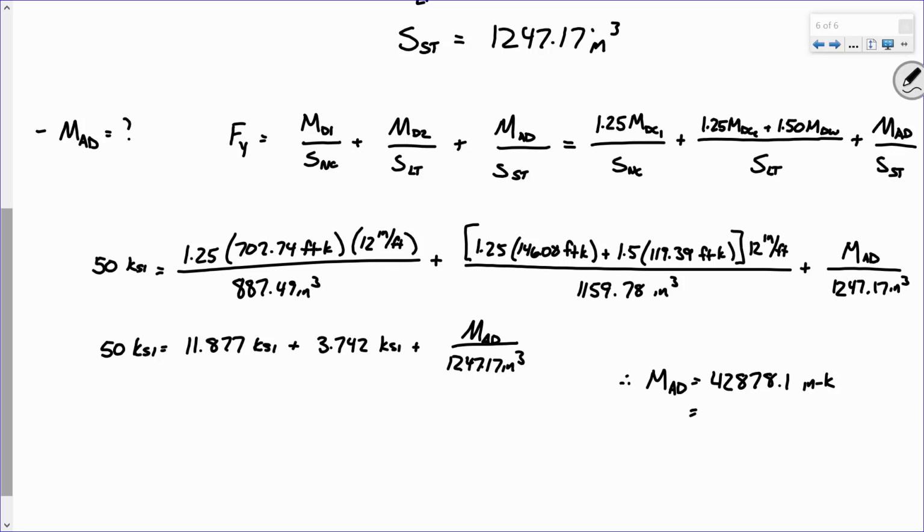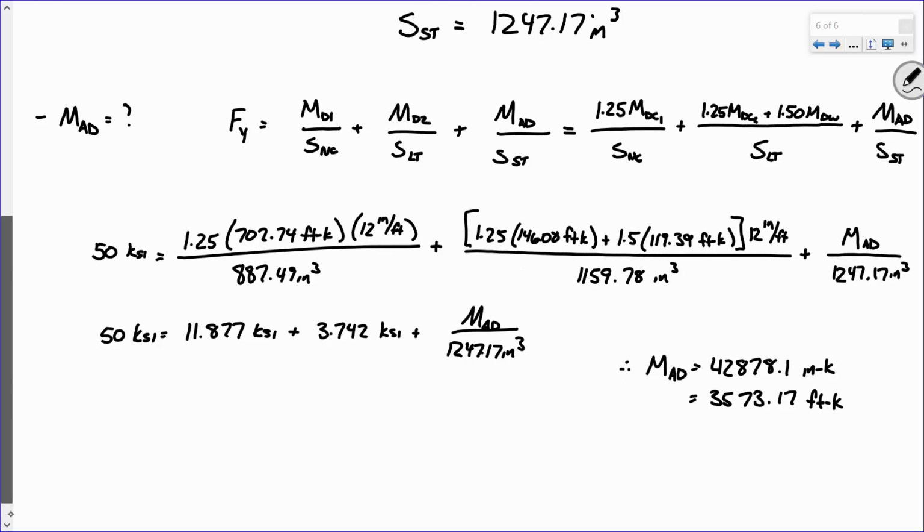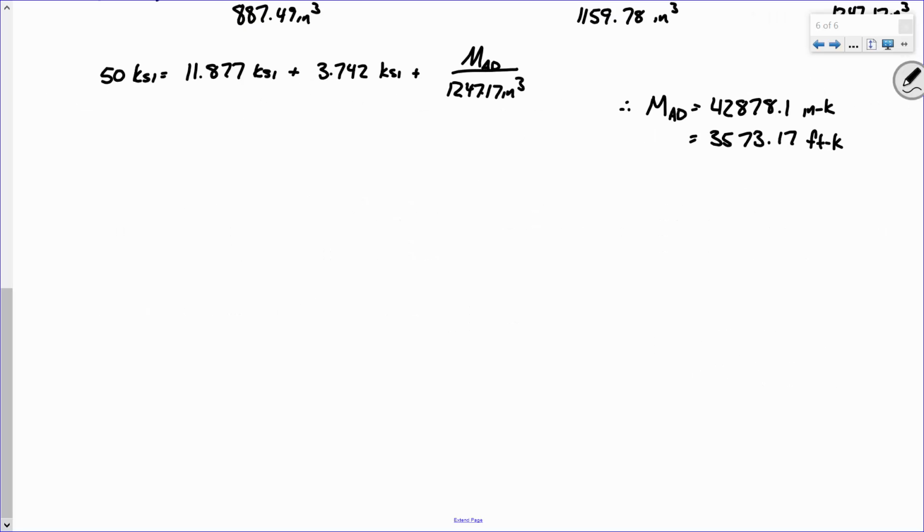What I'll do is go ahead and convert that to foot kips, and I propose that that is 3573.17 foot kips. Now, that's not the yield moment. That is the additional moment that was required to cause yielding. Keep in mind, there was still this MD1, MD2 on there already. That's just that extra little bit of moment we needed to push it over the brink. Make sense?